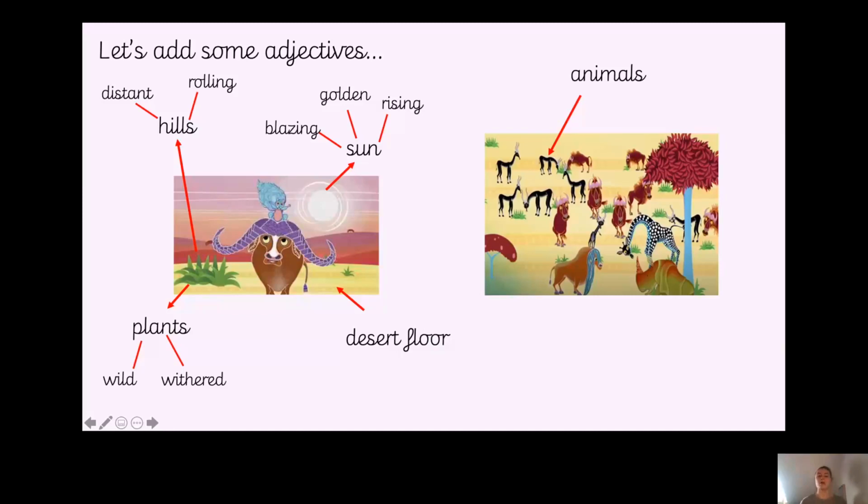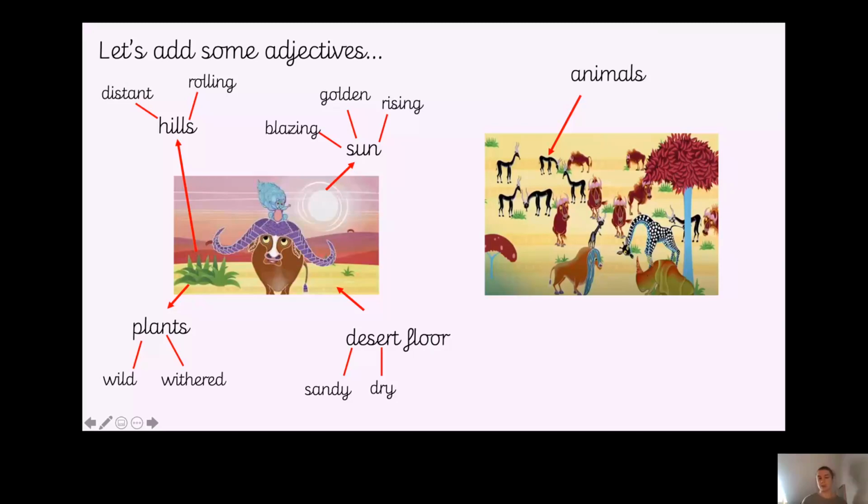Okay, so were you able to come up with some adjectives? Fantastic, well done. So let's have a look first at the desert floor. Now, how could we describe the desert floor? Well, I thought we could describe it as sandy, the sandy desert floor. Okay, I also thought, because it's so hot, it's probably going to be quite dry, isn't it? So therefore, the dry desert floor.